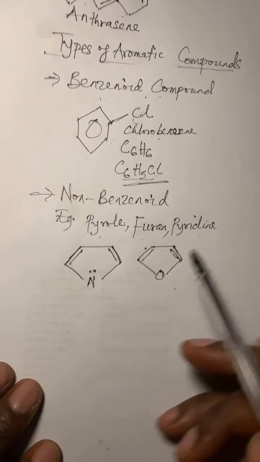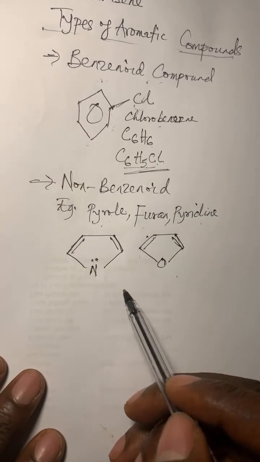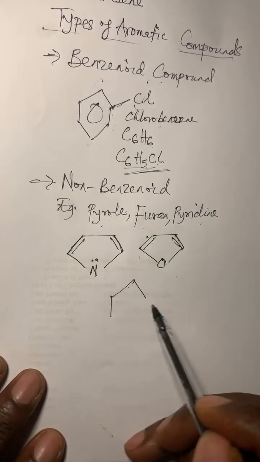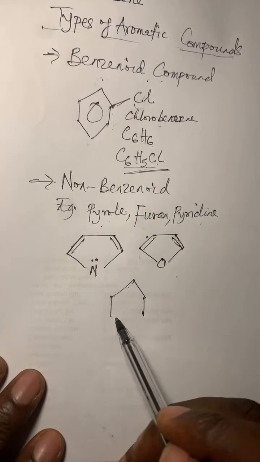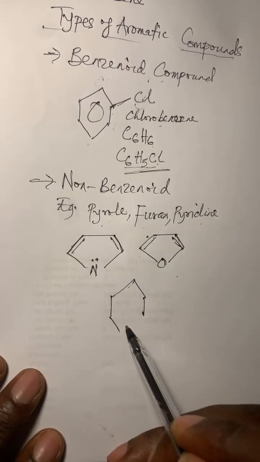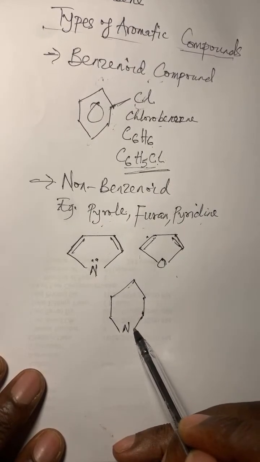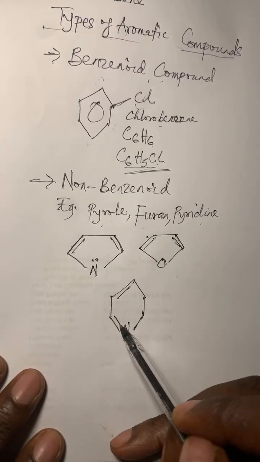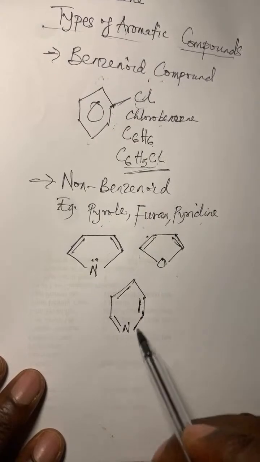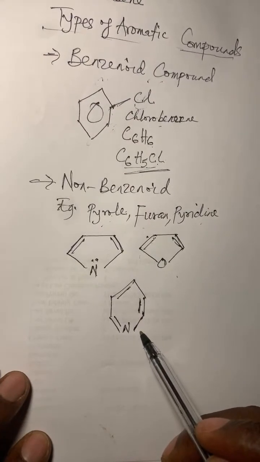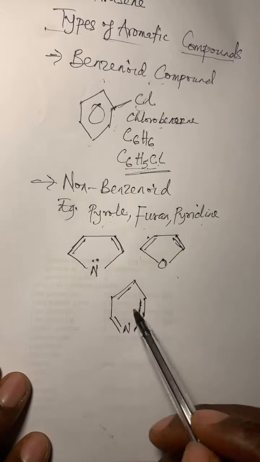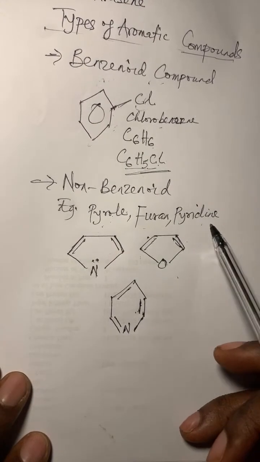Then this pyridine also has a structure that looks like this, and has one like this, one like this, another one like this, and has N here, another one like this. You can have the double bond here, double bond, double. As long as it's not benzene, then it is not a benzenoid compound. So this one is an example of what we call pyridine.